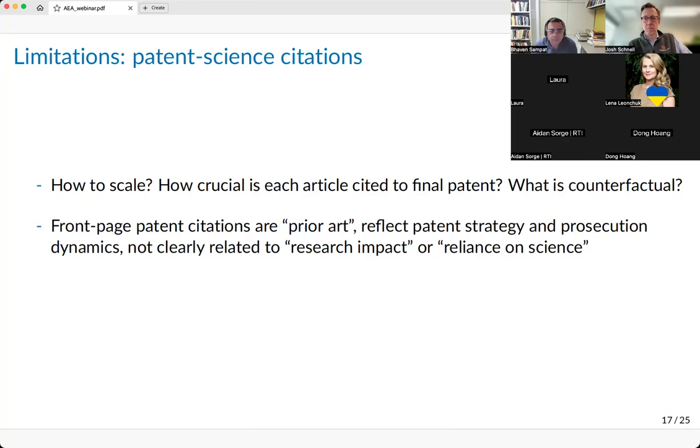Second, front page citations to publications, though they have their advantages, which I just laid out, are at the end of the day still prior art. And it's unclear if they too are quite the same thing as reliance on science or research impact, as I and others have assumed.